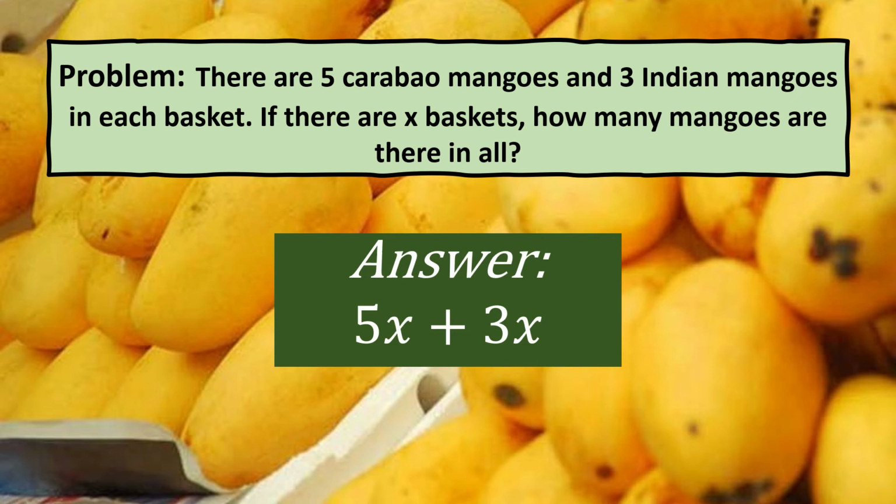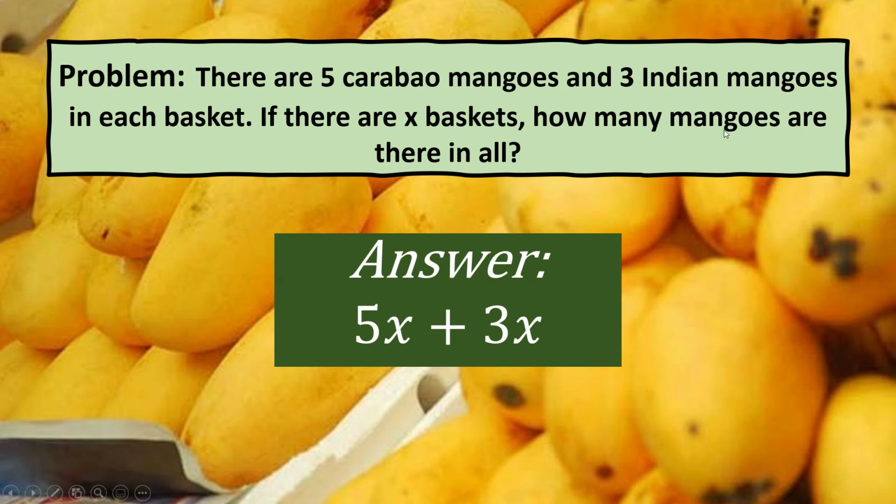So let's try to have a problem related to mangoes. So let's say there are five Carabao mangoes and three Indian mangoes in each basket. If there are x baskets, because we don't know the number of baskets, we will just represent the number of baskets with an x. So how many mangoes are there in all? So the answer is 5x plus 3x.